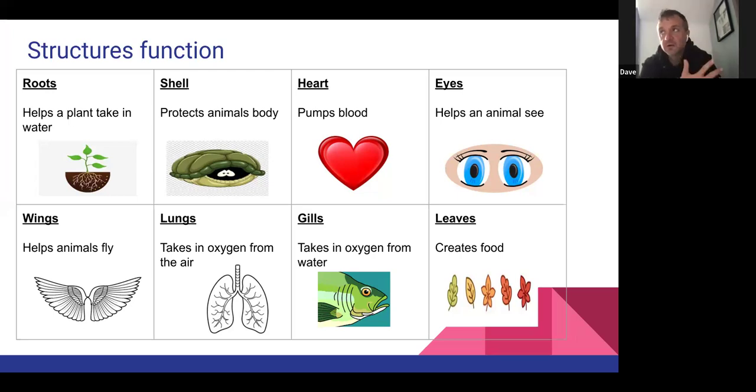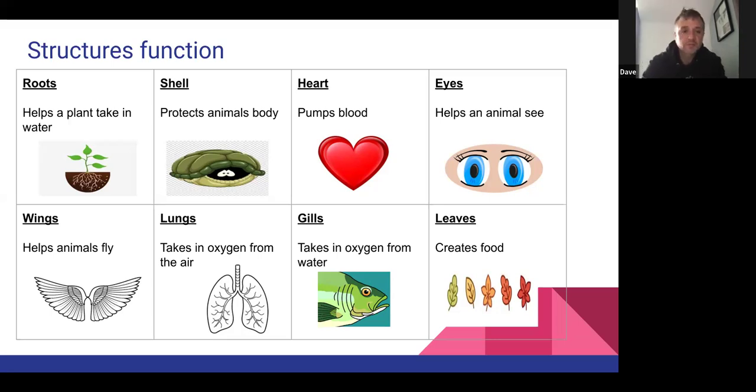A shell, not just a turtle, but a shell in general, protects the body. So we have animals out of the sea, like turtles, and animals in the sea, like crabs. And they have shells, and that's their whole point. Their function is to protect their body. Now, a heart. The heart's function is to pump blood. So structure is what it is, and then the function is what it does.